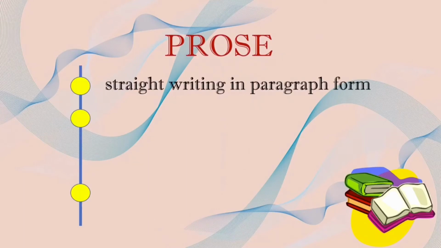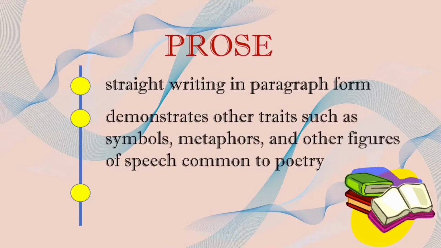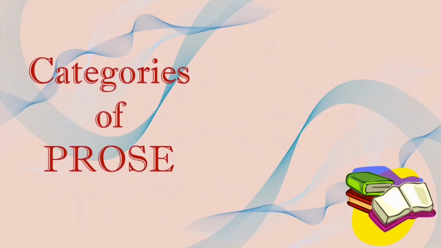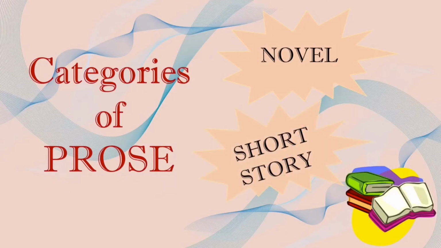Let us first define prose. It is a straight writing in paragraph form, demonstrates other traits such as symbols, metaphors, and other figures of speech common to poetry. Anything that is not poetry or plays. There are two categories of prose. The first one is the novel, and the second one is the short story.